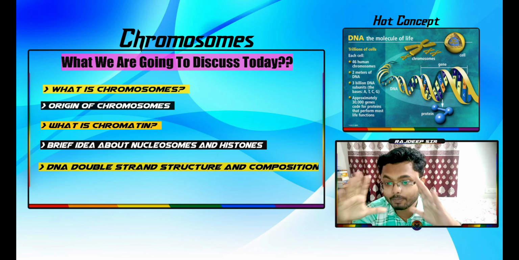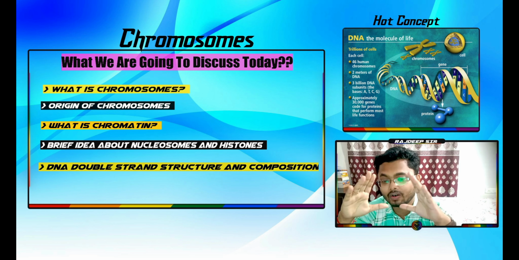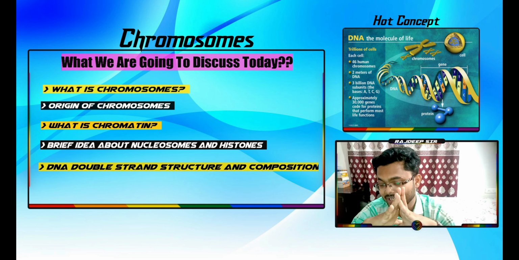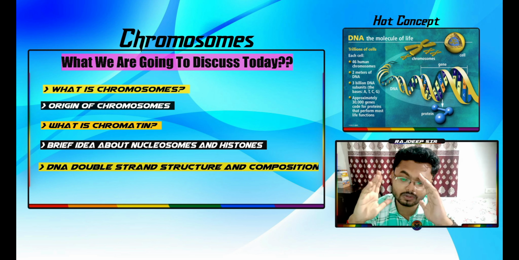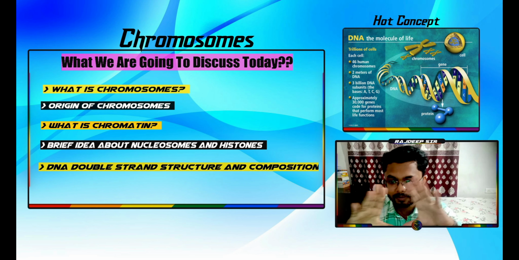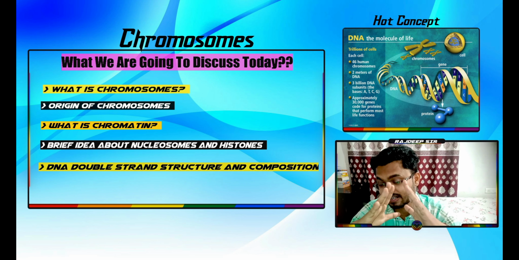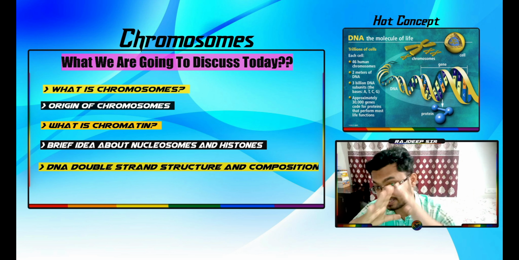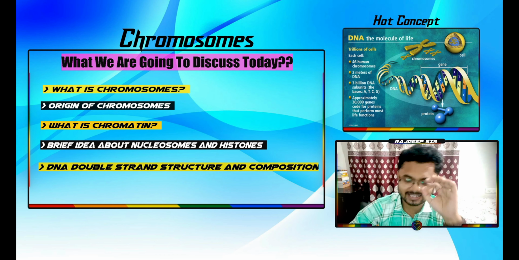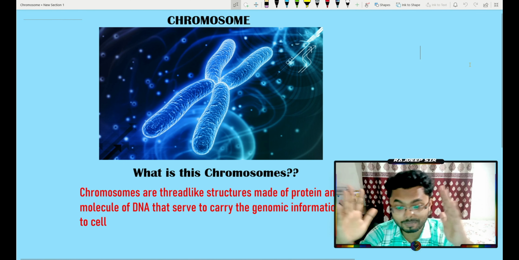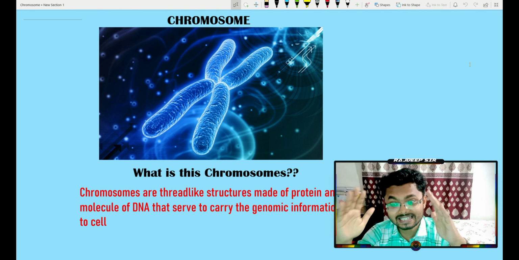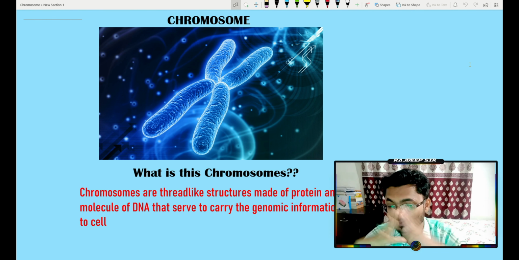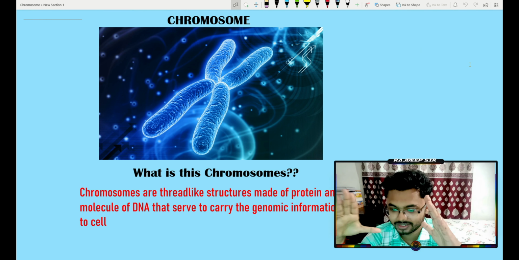Guys, this is the most important topic of the whole chapter. You can say that about the double strand structure of DNA and its composition. Most of the questions from this chapter come from this topic only, that is DNA double strand. So the better you understand, the better you learn, and the better you perform on your exam. So let's start. Coming to the first topic, what is this chromosome? I am telling you every time that this is the most important topic you need to carry out.